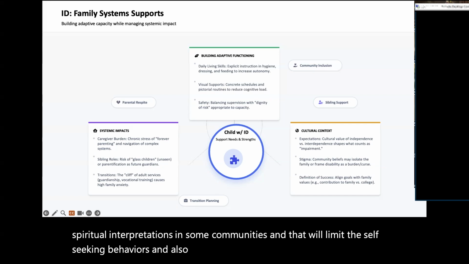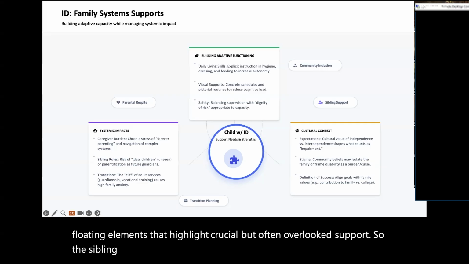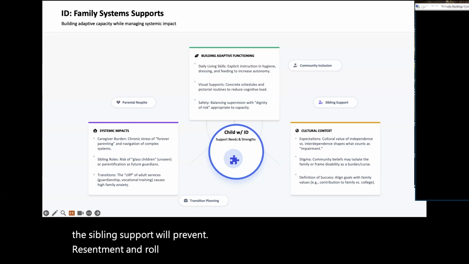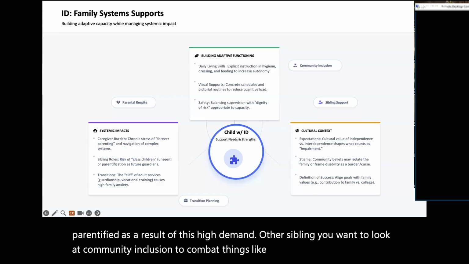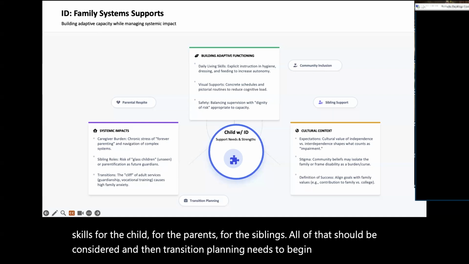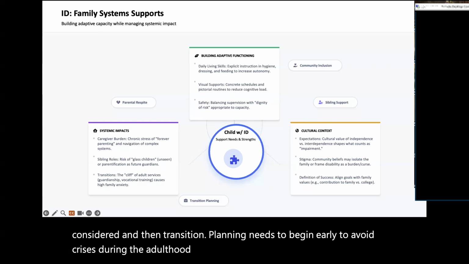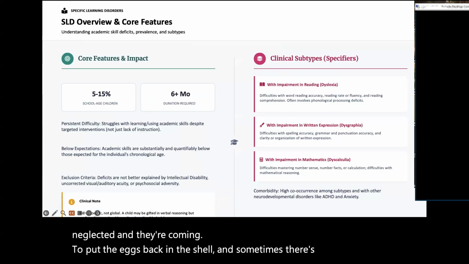And also, you can't neglect the siblings. These are the floating elements that highlight crucial but often overlooked support. So the sibling support will prevent resentment and role overload. That sibling may end up becoming parentified as a result of this high demand other sibling. You want to look at community inclusion to combat things like isolation and build social skills for the child, for the parents, for the siblings. All of that should be considered. And then transition planning needs to begin early to avoid crises during the adulthood shift. So, unfortunately, that often gets neglected, and they're coming to you to put the eggs back in the shell, and sometimes there's not much you can do.